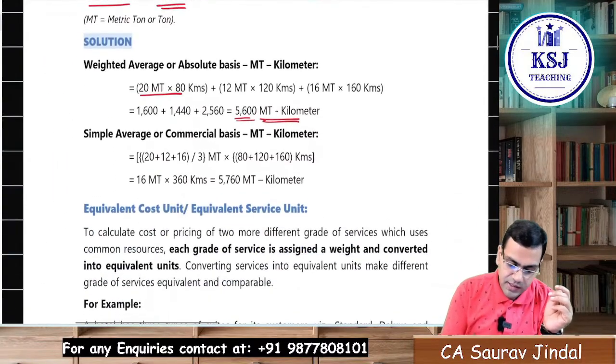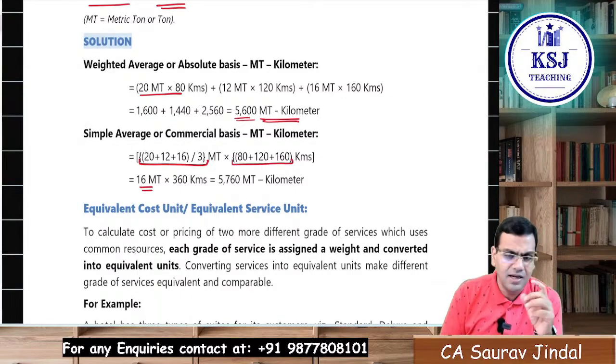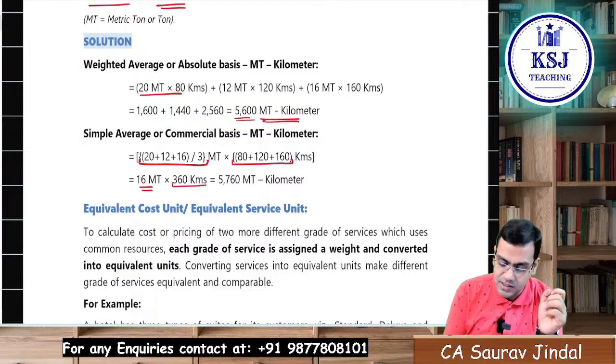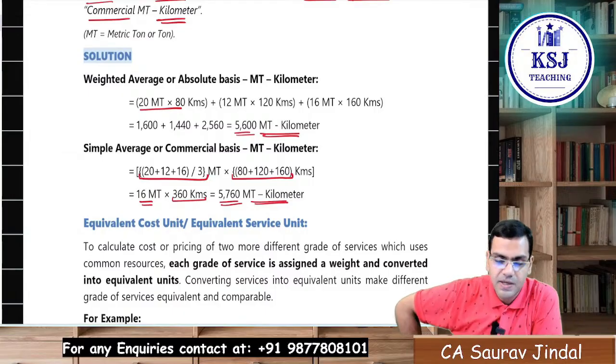So this is what is done here. This is the average weight being carried over the total distance, 16 metric ton, carried over 360 kilometers. So 5760 metric ton kilometer. This is the commercial basis. One is absolute, another one is commercial basis, absolute and commercial.